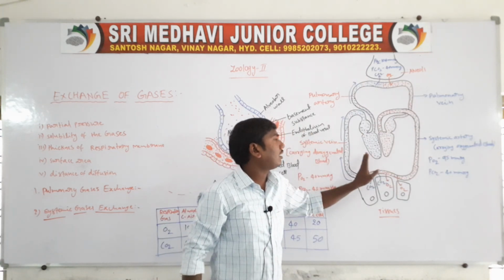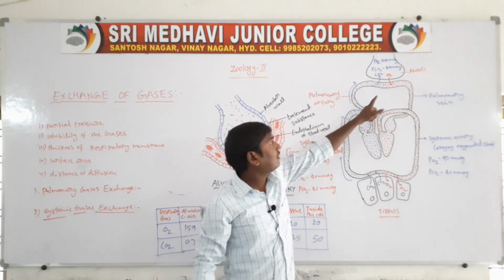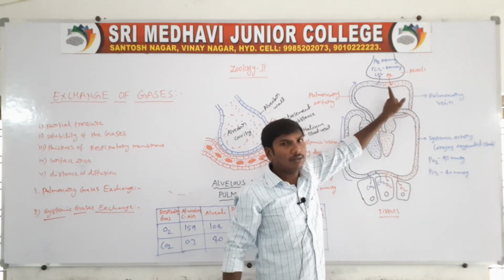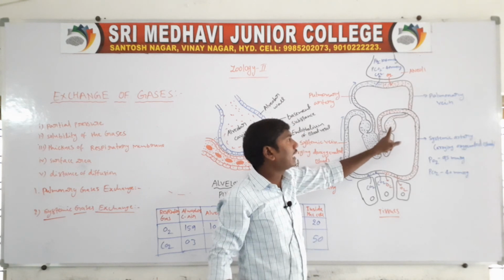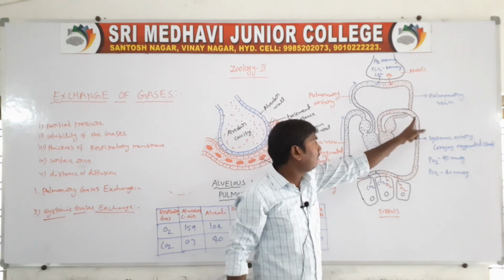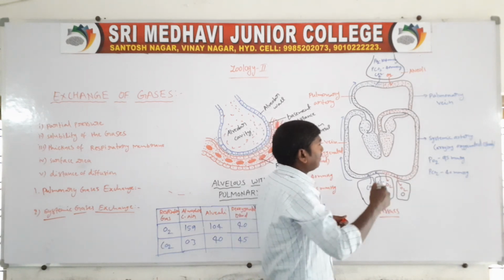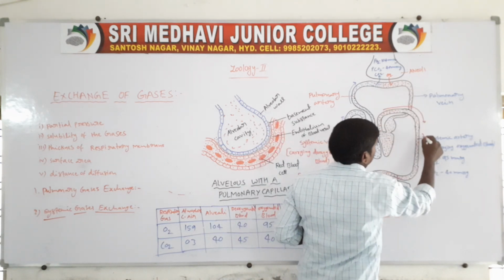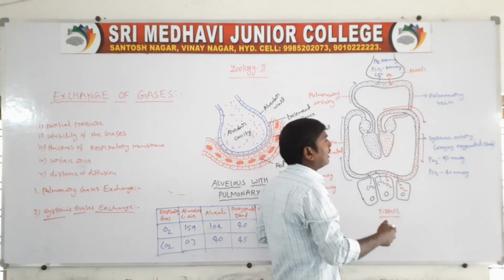So these involve the heart. First one, the alveoli oxygenate the blood. The blood comes from the left atrium to the left ventricle and then to the different parts of the body.